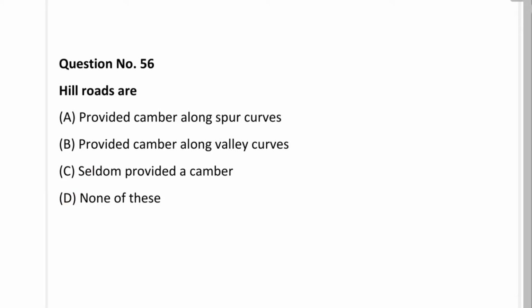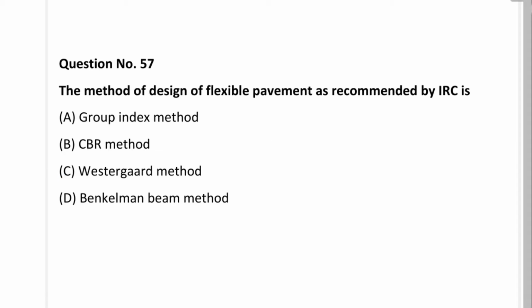So next question, hill roads are: A. provided camber along the spur curves, B. provided camber along valley curves, C. seldom provided camber, D. none of these. So the correct answer is C. Seldom provided camber.